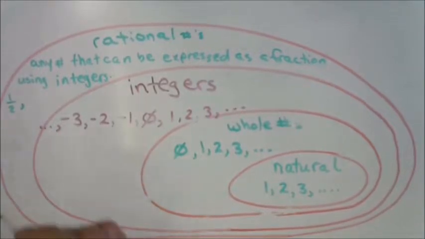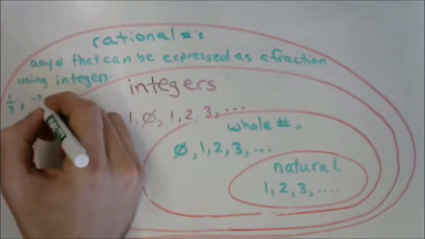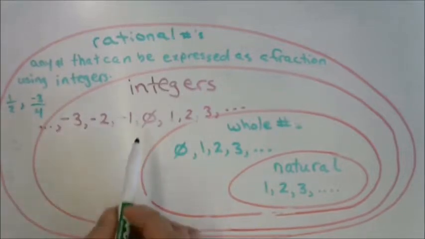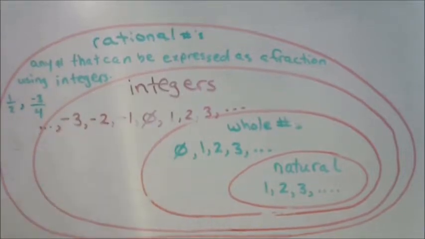3/4. We could do 3/4, and I'm going to switch it up. I'm going to do -3/4 because integers can be negative as well. Any other examples? What about 0.65? Can that be represented as a fraction using only integers? Yeah. 65 over 100, or 13 over 20.